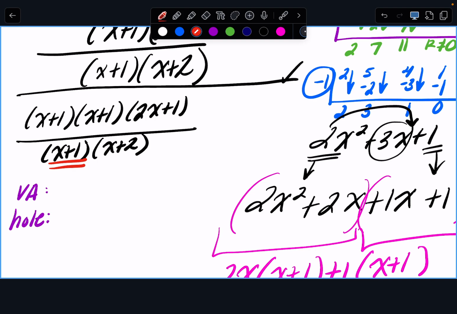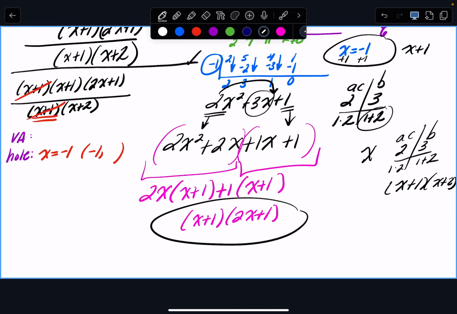It's a hole. If it removes out, it's a hole. Does it remove out? So you would say at x equals -1, not +1. You have to find the restriction, and it's -1. There's a hole at -1. So you would say, okay, -1 comma, to find the y value, we need to now use the new equation. And for the rest of the problem, we're going to use x plus 1 times 2x plus 1 divided by x plus 2. Dang, this one really is advanced.